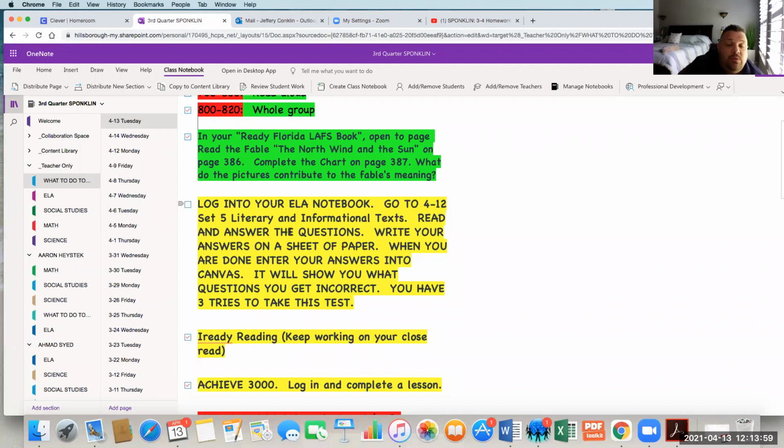Read the little passage and answer the 4 questions. Then you go to Canvas and put your answers in. It will tell you if you got a question wrong. You can take 3 tries on the Canvas assignment. So if you see you got number 4 wrong, you go back and look at number 4 and then try to get the right answer. If you get it wrong again, then you've got only 2 choices left.